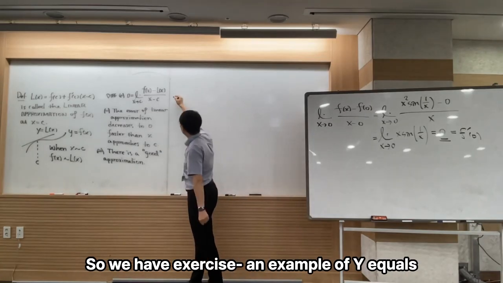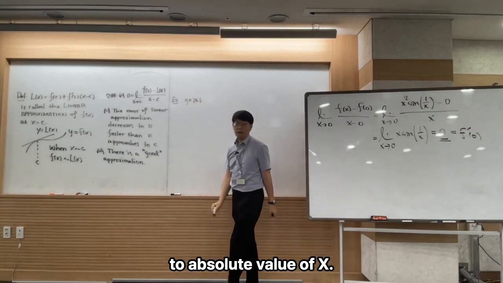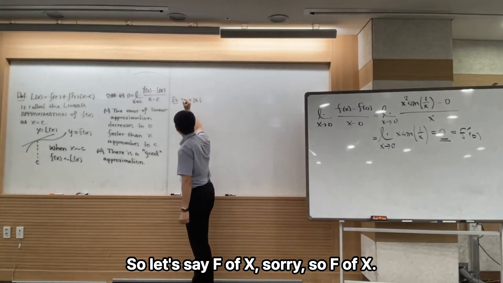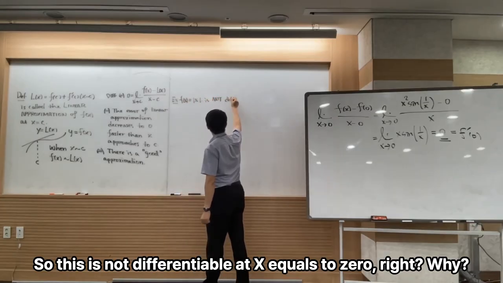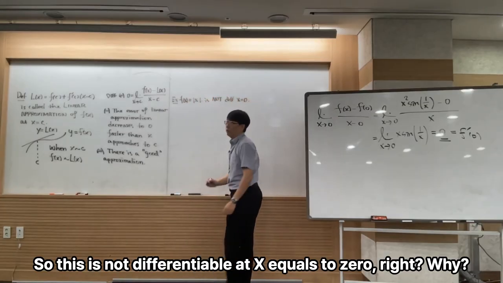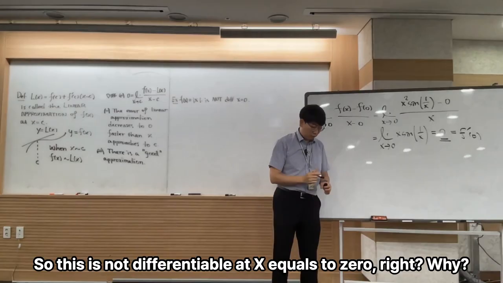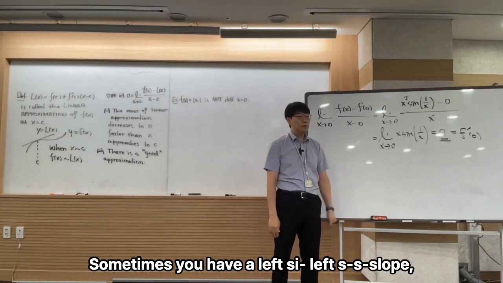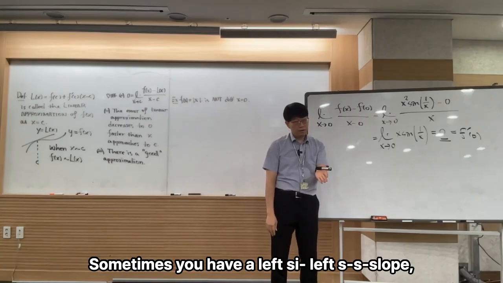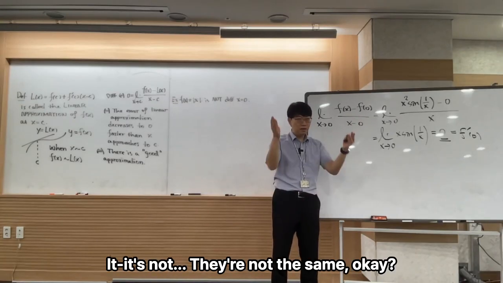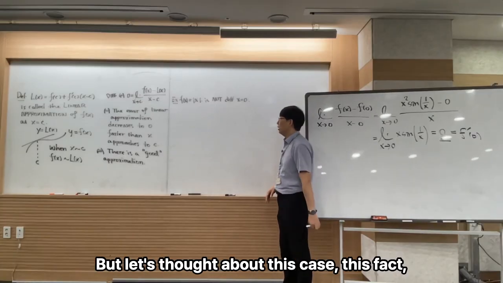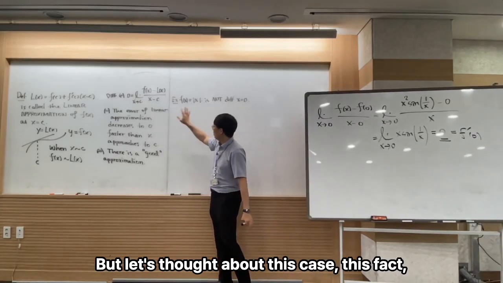We have the example y equals the absolute value of x. So let's say f of x. This is not differentiable at x equals 0, right? Why? You know this. The graph has a sharp corner. The left slope and the right slope are not the same.